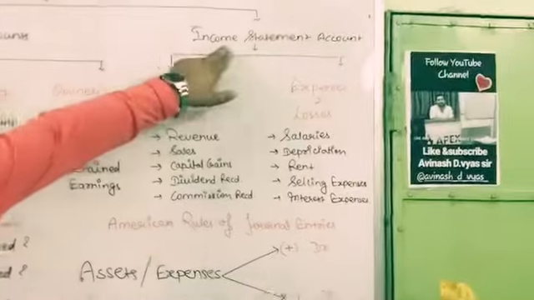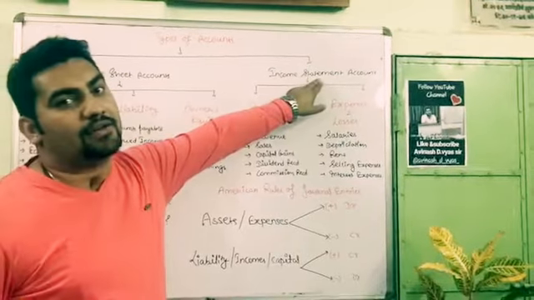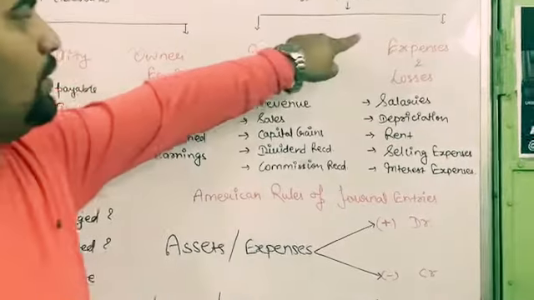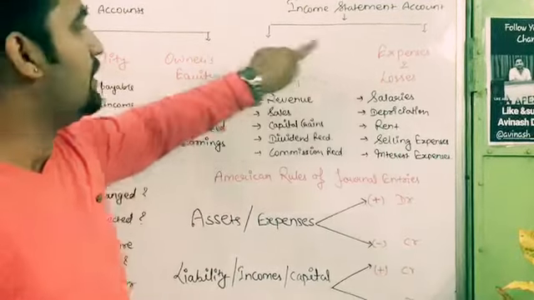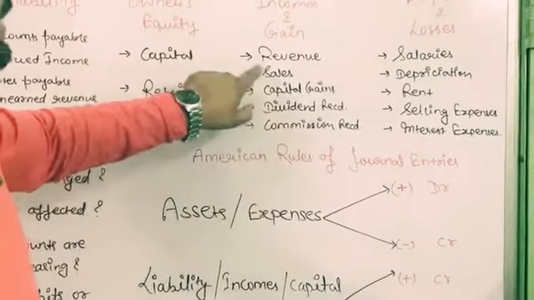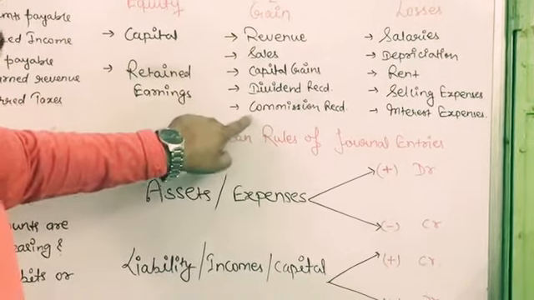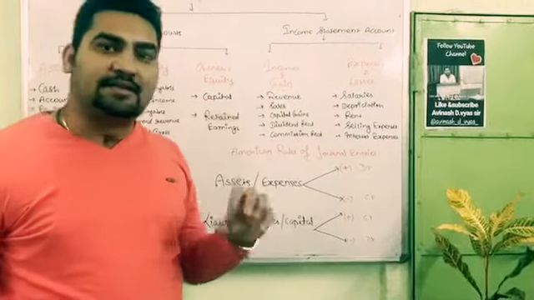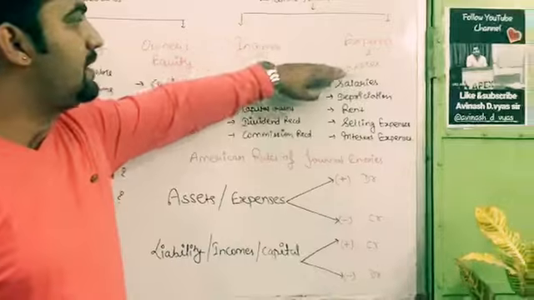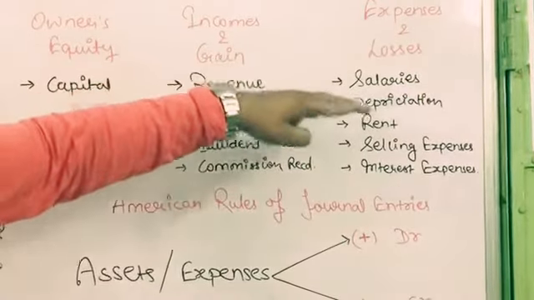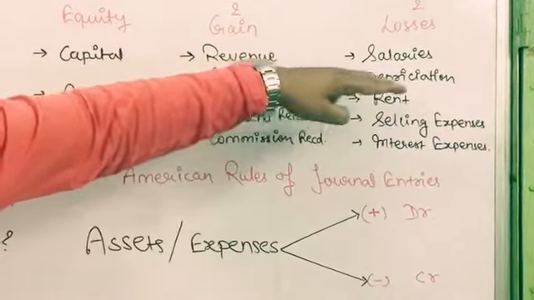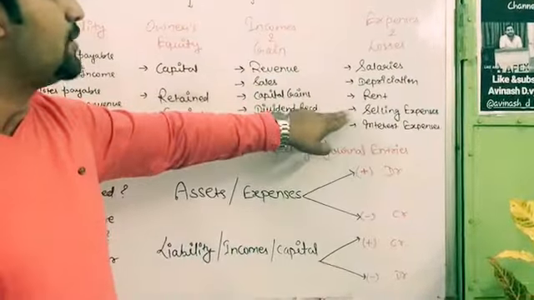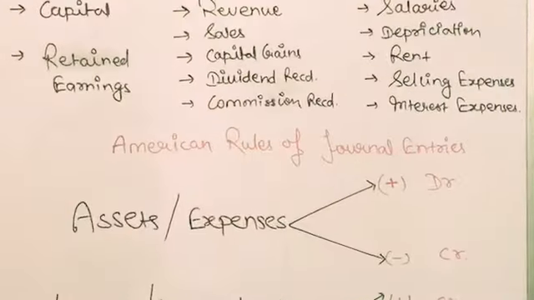Now, income statement accounts are further divided into 2 parts. Number 1, income and gains. Number 2, expenses or losses. Some examples of income and gains are revenue, sales, dividend received, commission received. ये सारे income and gains हैं business के. And then in expenses and losses, employee को salary देना, assets पे depreciation charge करना, which is a non-cash expenditure. Rent, selling expense, interest expense and etc.